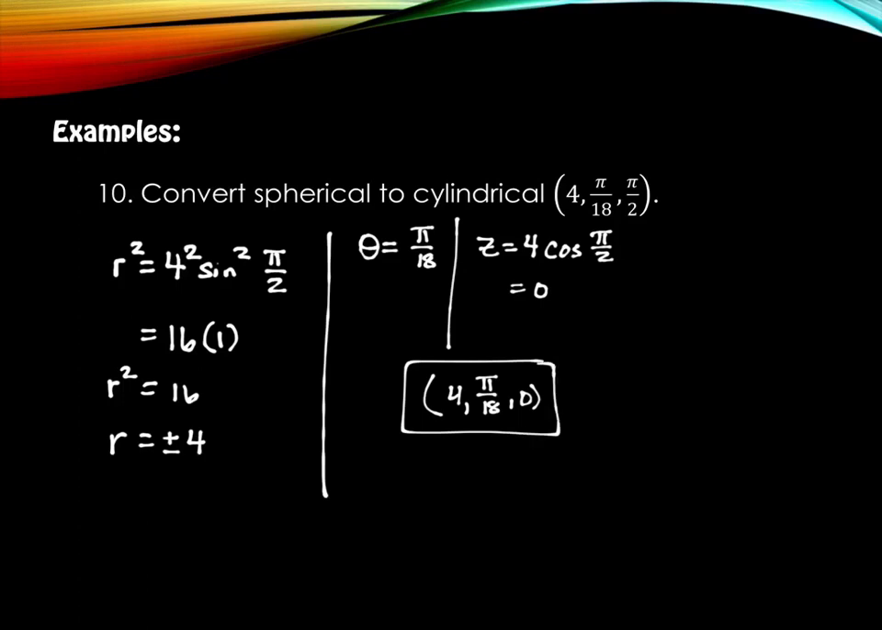Would it be wrong to not include the 0? Yes, it is an ordered triple. We are talking about 3-dimensional space, so it is in the plane, right? But it still has to have the 0 to indicate that we knew that.